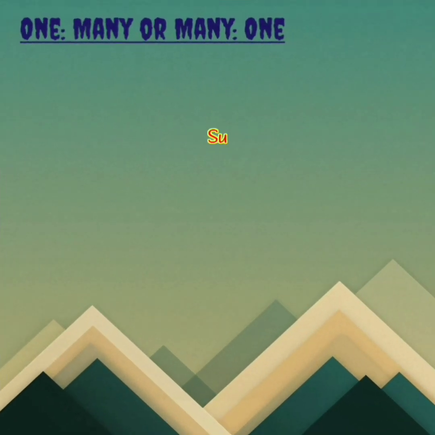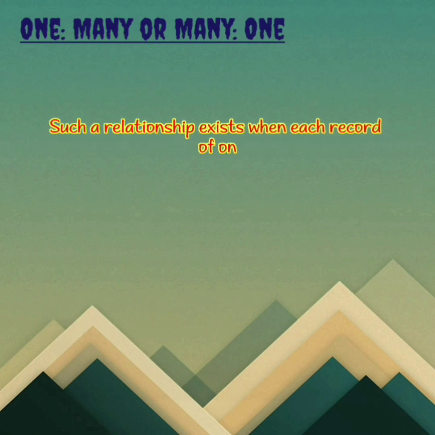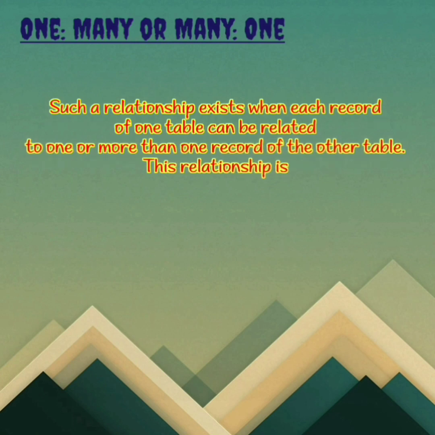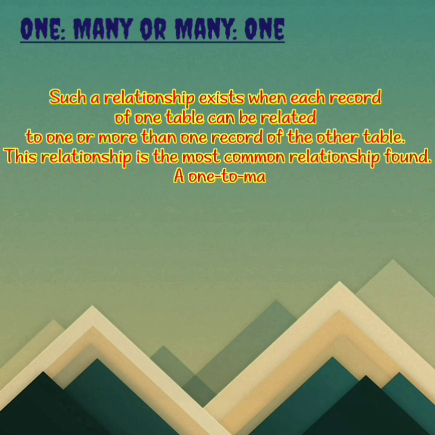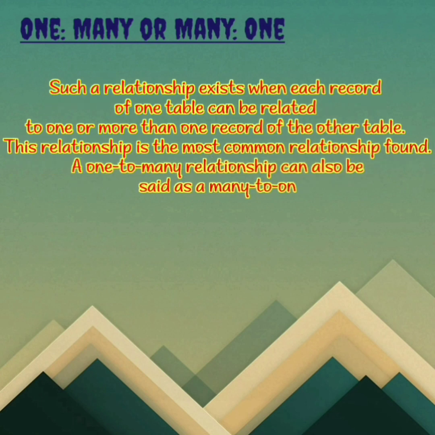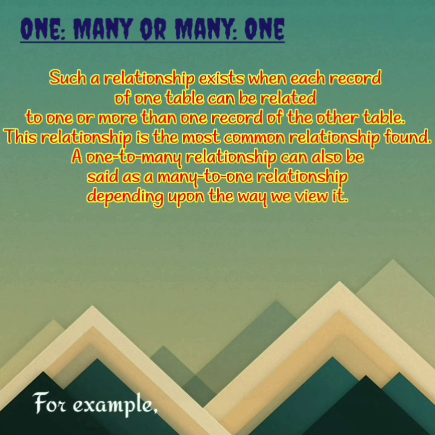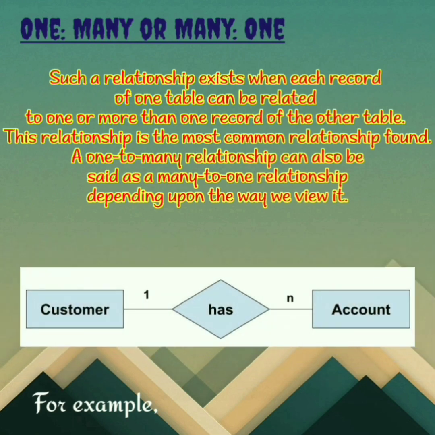One-to-many or many-to-one. Such a relationship exists when each record of one table can be related to one or more than one record of the other table. This is the most common relationship found. A one-to-many relationship can also be called a many-to-one relationship, depending upon the way we view it. For example, if there are two entity types, customer and account, then each customer can have more than one account, but each account is held by only one customer, so it is a one-to-many relationship. But if we look at it the other way, many accounts are associated with one customer, so we can say it is a many-to-one relationship.